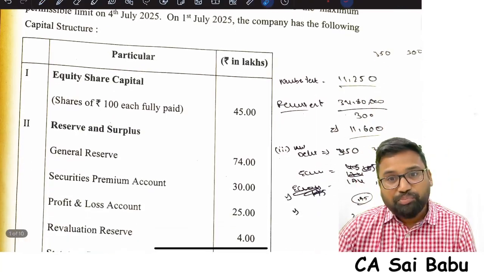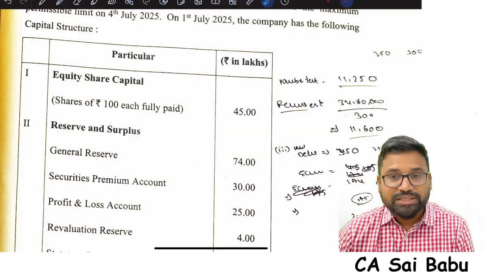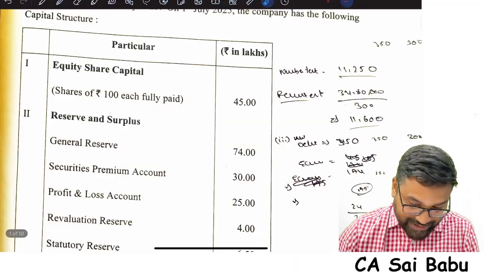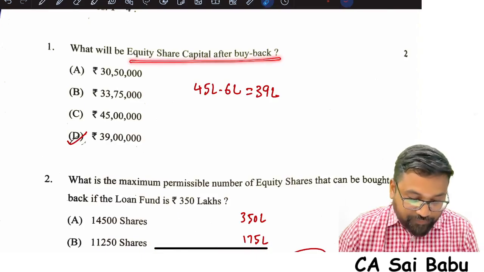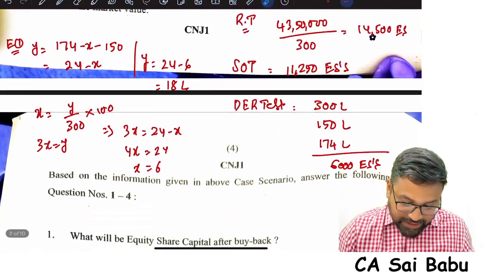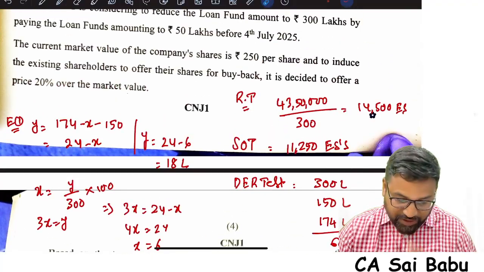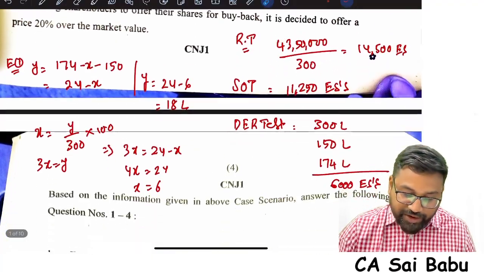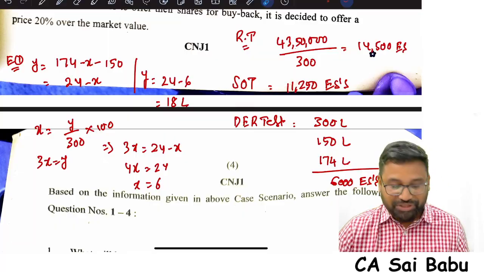Even in my list of important topics I told you this is very important. Resource test, shares outstanding test, debt equity ratio test. So in this, what will be the equity share capital after buyback? The answer is 39 lakhs. Actually, see here, you need to apply 3 tests first. Resource test 14,500, shares outstanding test 11,250, debt equity ratio test 6,000 equity shares.